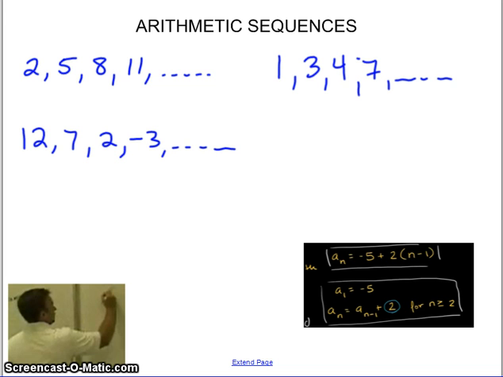Okay, we're going to talk about arithmetic sequences here. This is a review to back up the Khan Academy video that you should have watched. Arithmetic sequences are sequences that have a common difference, usually addition and subtraction.